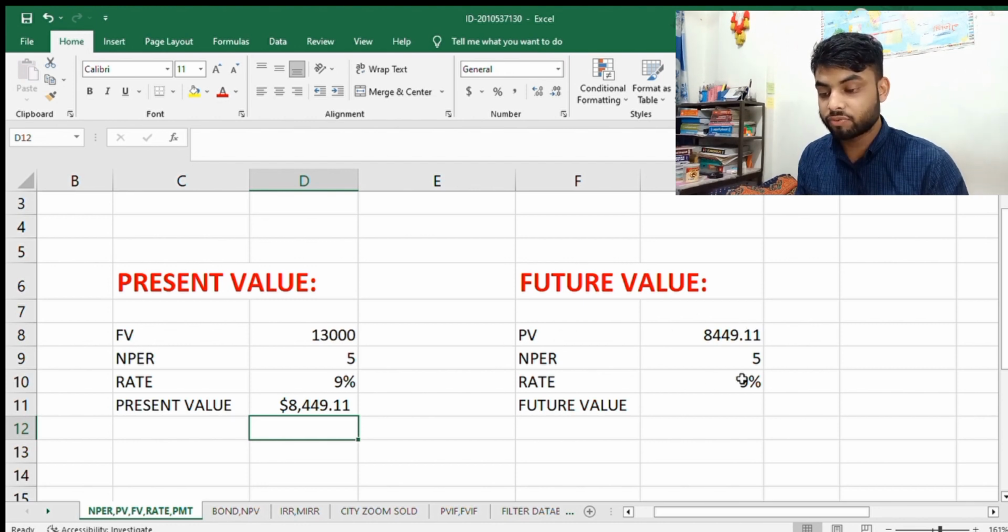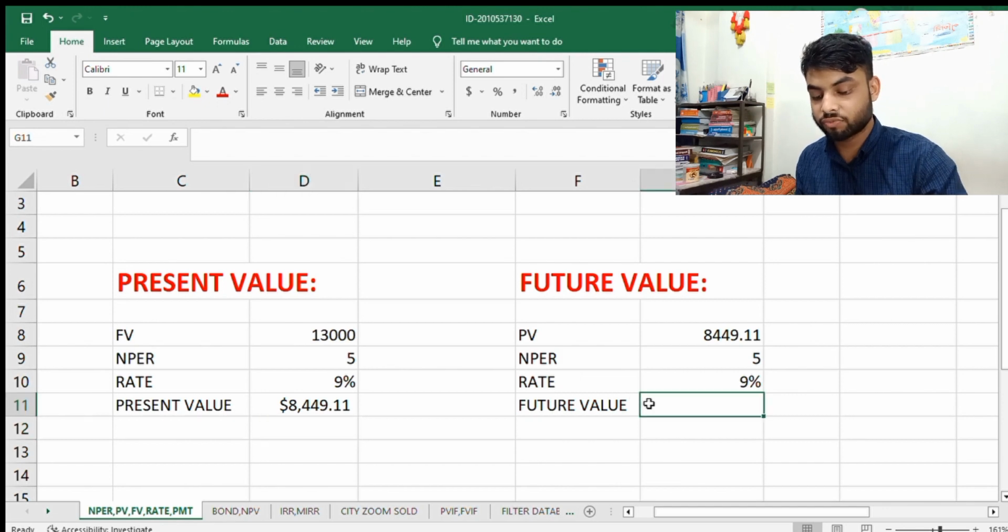Then we will calculate future value. The given info: present value is 8,449.11, which we got from our previous math, number of periods 5, interest rate 9%, and then we can calculate future value.